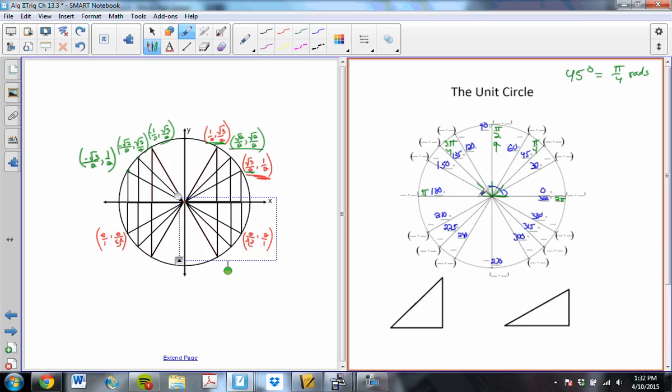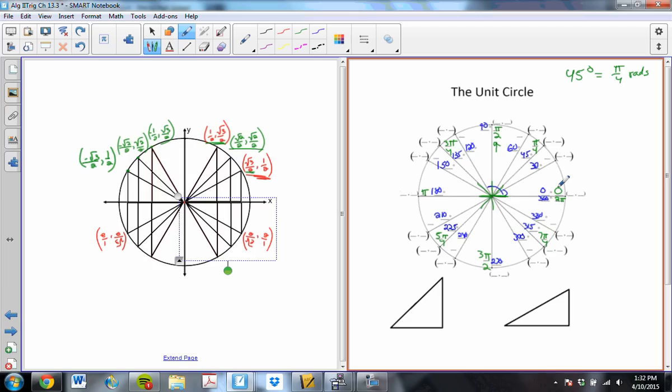The next one is 4 pi over 4. The next one is 5 pi over 4. The next one is 6 pi over 4, which is really 3 pi over 2. Then we have 7 pi over 4. And 8 pi over 4 is 2 pi.